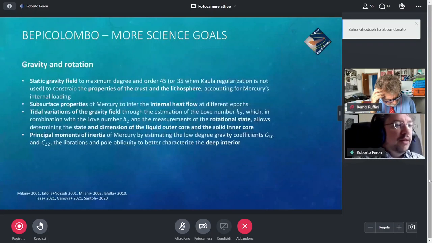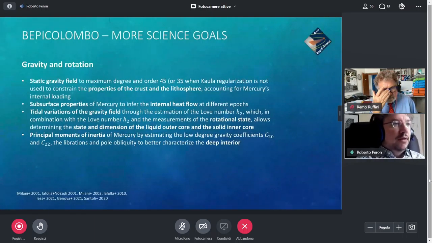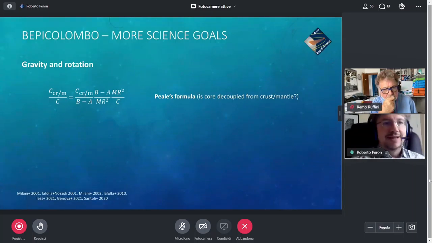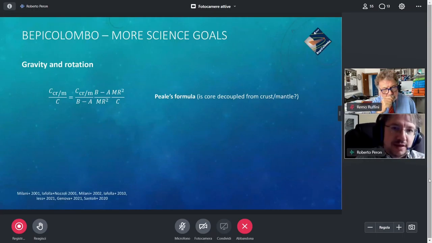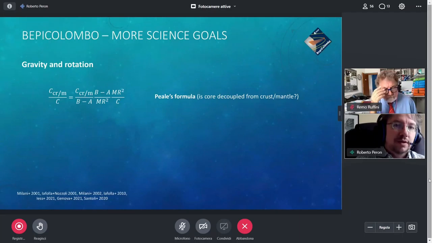In more detail, the gravity and rotation part objective, and in particular, it is interesting to notice this so-called Peale's formula, which is a very elegant way to try to measure the ratio between the moment of inertia of the crust and mantle part of Mercury with respect to the total moment of inertia of the body. The idea is that if Mercury has a, at least partially, liquid core, in some way the external part of the planet is mechanically decoupled, at least partially, from the core of the planet. And so we should see this more or less indirectly from the rotational dynamics of the planet itself.